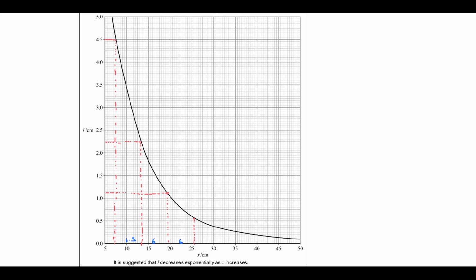6.5. So the conclusion is the half-lives are approximately constant. So, can't spell constant. The relationship is exponential. So that is your conclusion there. Okay, so that finishes question 1.